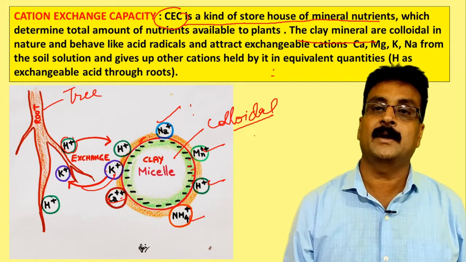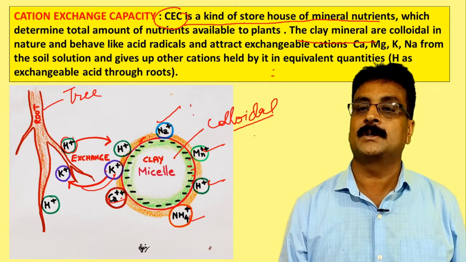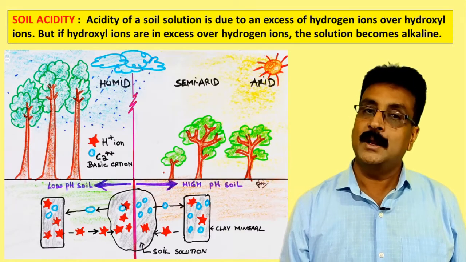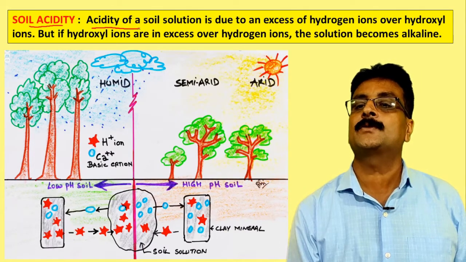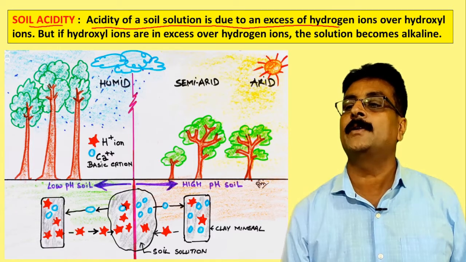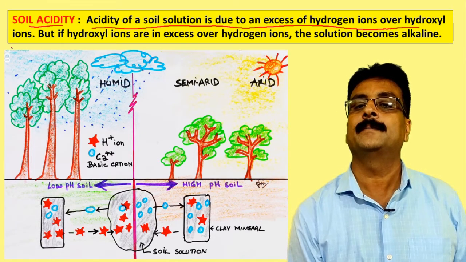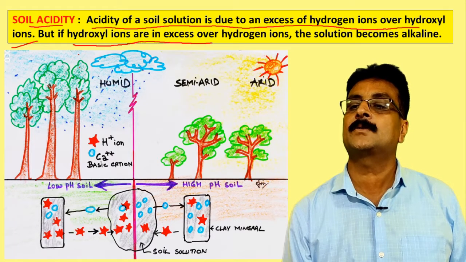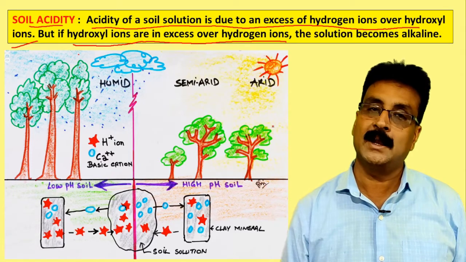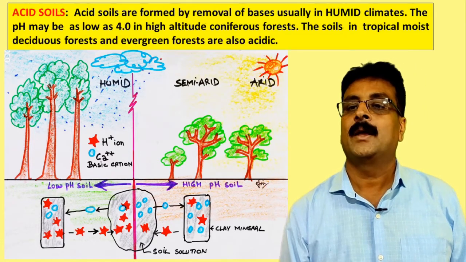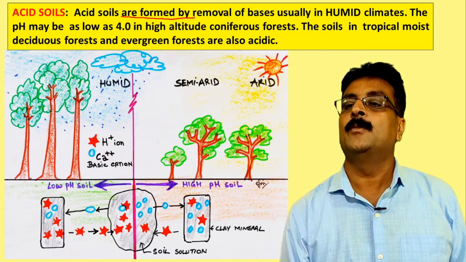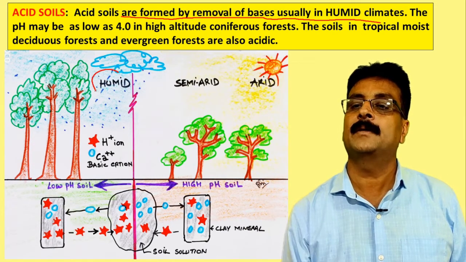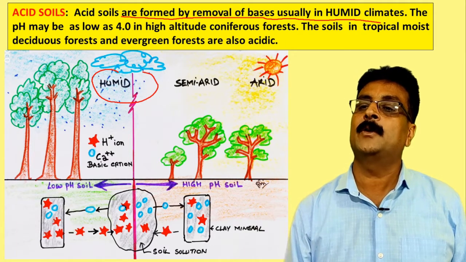So this is very important, cation exchange capacity, because it is responsible for the nutrient uptake of the trees. Soil acidity: the acidity of a soil solution is due to an excess of hydrogen ions over hydroxyl ions. But if hydroxyl ions are in excess over hydrogen ions, the solution becomes alkaline. Now, acid soils are formed by removal of bases, usually in humid climates.